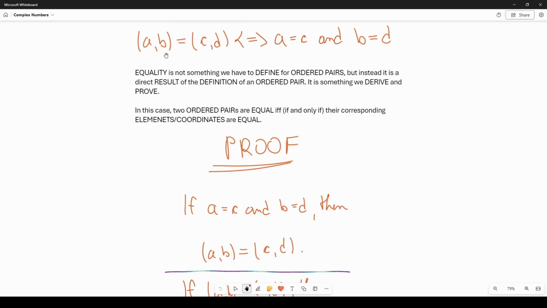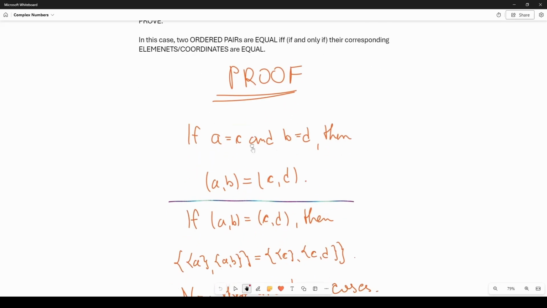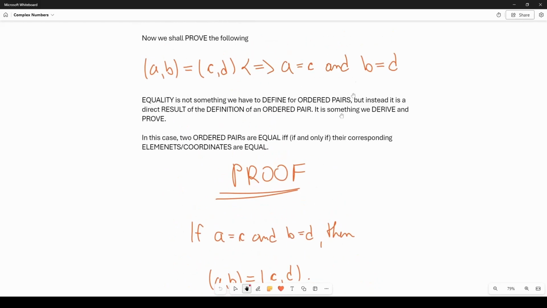So to prove this, we will have to prove two implications. We will have to show that the left-hand side implies the right-hand side and that the right-hand side implies the left-hand side. Well, let's go from right to left. So if we suppose that A is equal to C and B is equal to D, well then the ordered pair (A, B) is just equal to the ordered pair (C, D). I can just replace A by C and B by D. So the right-hand side does imply the left-hand side.